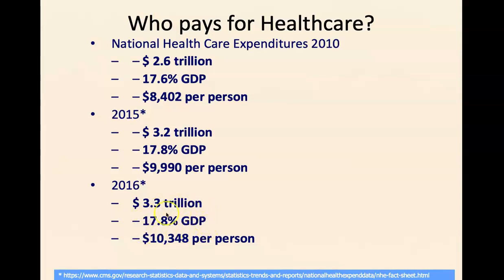Now, this is very important because if it did not go up between these 2 years, that could be a sign that healthcare expenditures are stabilizing. However, the cost per person has actually increased again, which in 2016 is pegged at $10,348 per person.